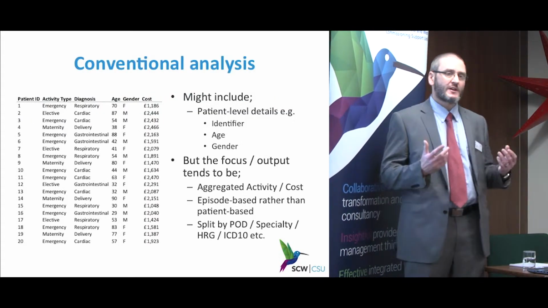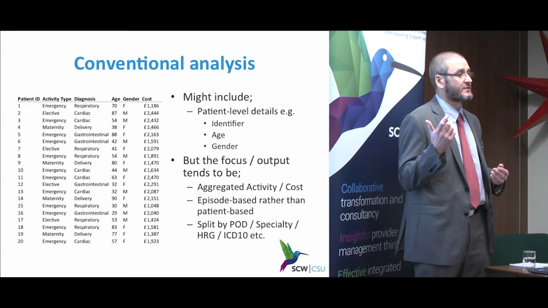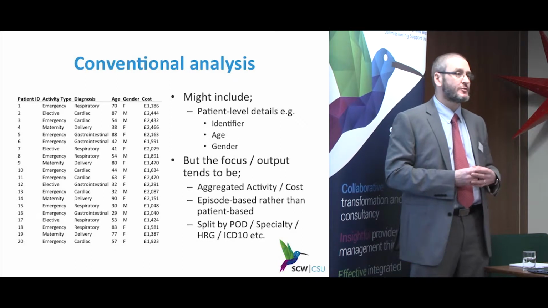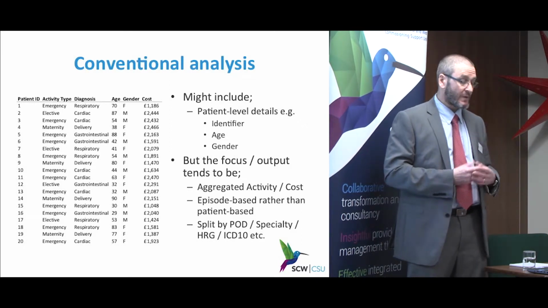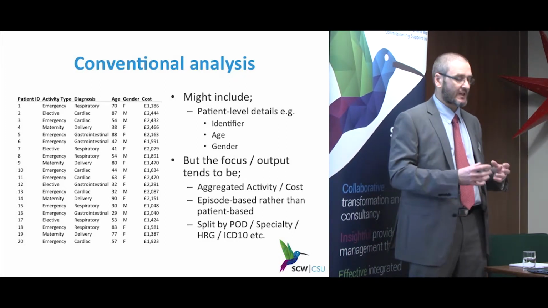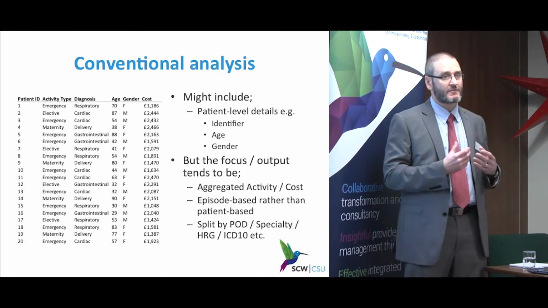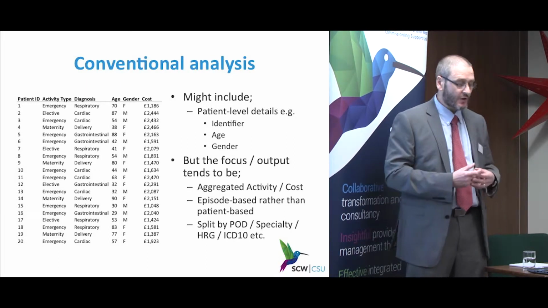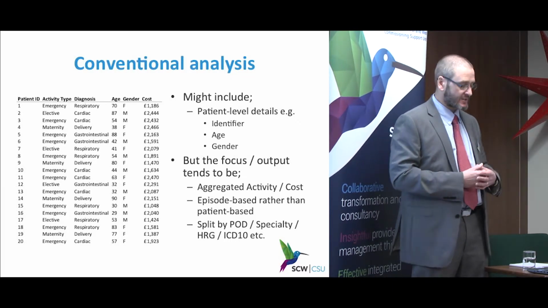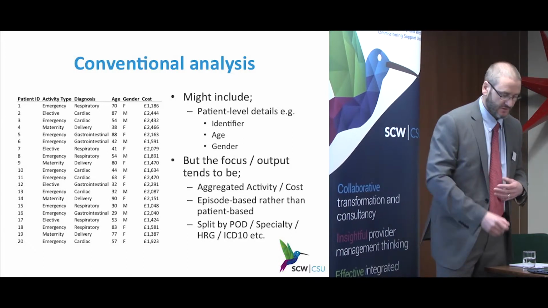So how does population-based analysis differ from more conventional types of analysis? Well, you'd probably all be familiar with data sets that look a little bit like the slightly fictitious one on the left here. A conventional data set might include patient-level details like identifiers, age, gender, those sorts of demographic pieces of information that tell us things about the patient. But actually the focus of those data sets tends to be primarily around aggregated activity and cost, episodes rather than individual patients, and we tend to split the summary of that data by features like point of delivery, specialty, HRG code, ICD-10 diagnosis, those sorts of features.